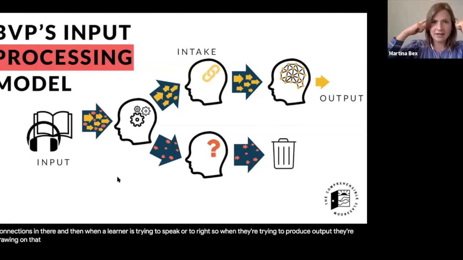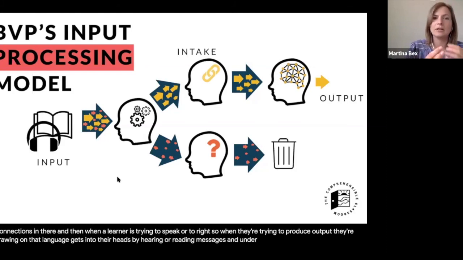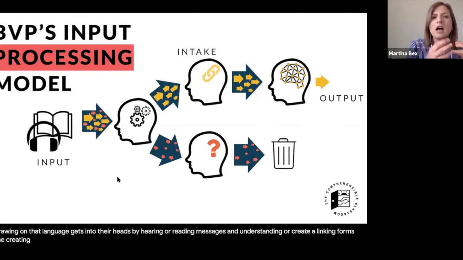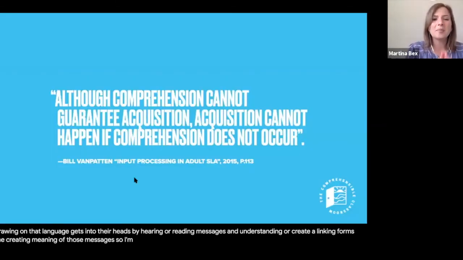Language gets into their heads by hearing or reading messages and understanding or linking forms, creating meaning of those messages. So, I'm trying to click to the next slide. So although comprehension cannot guarantee acquisition, when a learner understands something, it doesn't guarantee that they're going to acquire it. If you understand a word I say, it doesn't mean that the learner is acquiring it.